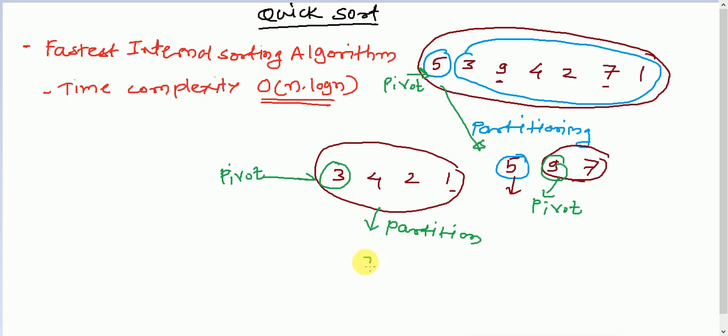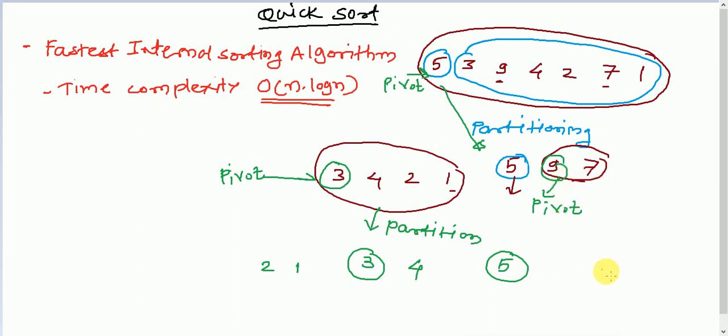So 3 will come at its position. On the left side of 3, elements smaller than 3, which elements are smaller than 3? 2 and 1. Element greater than 3: 4 is there. Okay, 5 will come as it is over here.